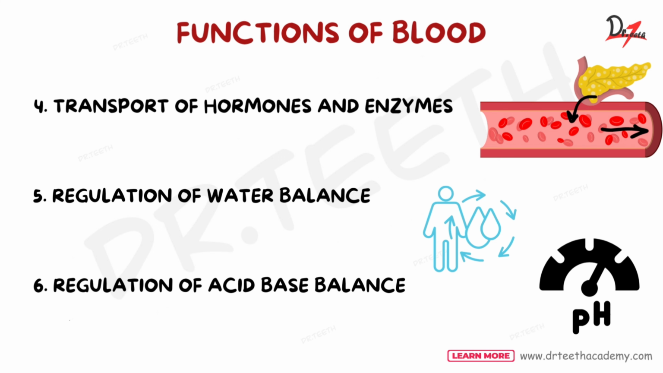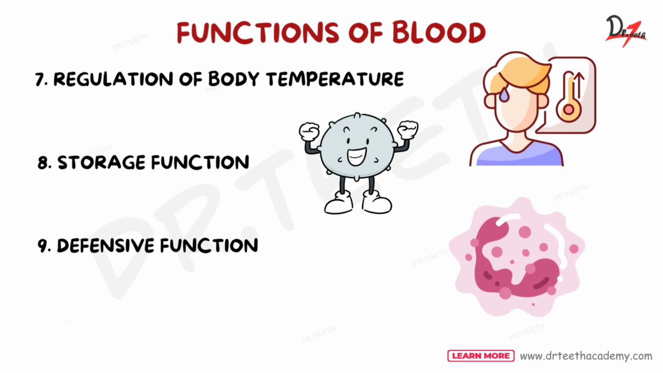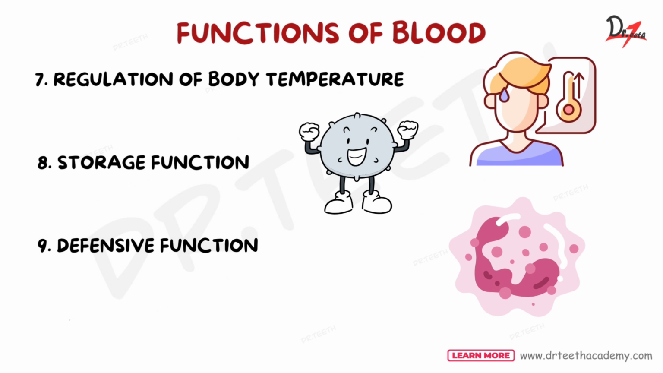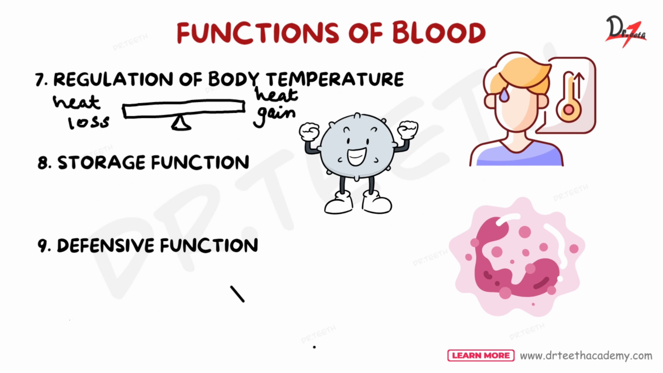Talking about the regulation of body temperature, because of the high specific heat of blood, it is responsible for maintaining the thermoregulatory mechanism in the body. That is, the balance between the heat loss and heat gain in the body is maintained by the blood.